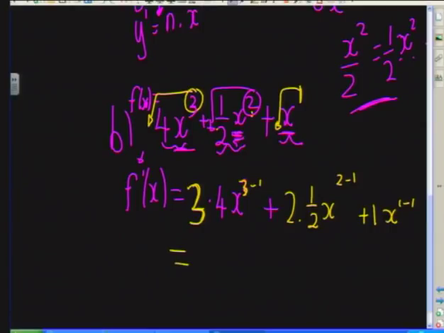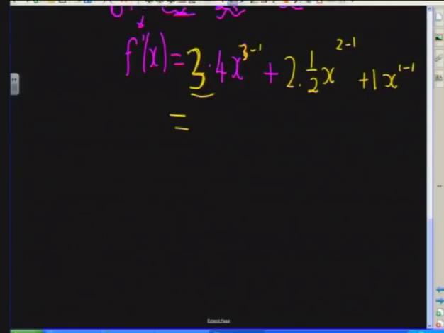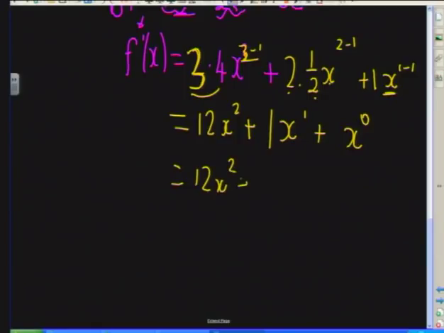Let's simplify that. So we get 3 times 4 is 12, x to the power 3 minus 1 is 2. Plus 2 times a half is 1, x to the power 2 minus 1 is just 1. And then I've got plus x to the power of 0. And this is why I was saying exponents become very important, because if you've learned your exponents, you will know that x to the power of 0 is just 1.